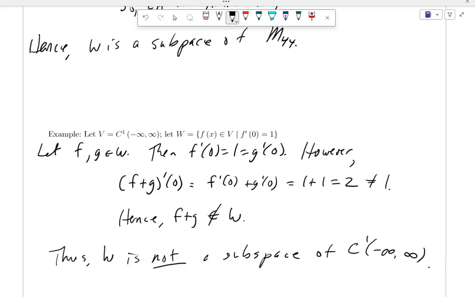That's what that means. Anyway, we'll do a couple more examples of subspaces next time, and then we'll talk about how we might generate subsets from subspaces, generally speaking. So we'll do that on Monday.